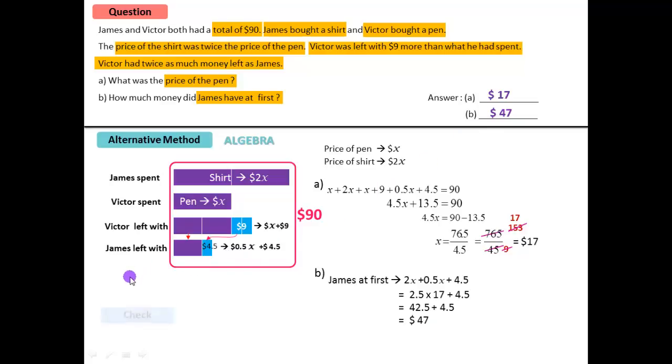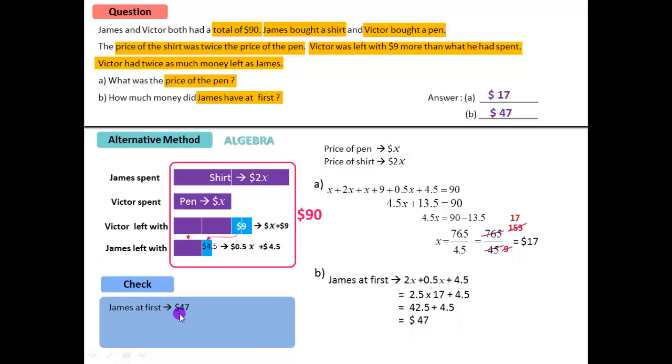Let's check this question. We know that James had $47 at first. Let's find the amount that Victor had at first. It would be the amount that he had spent plus the amount that he was left with, which is x plus x plus 9, which is 17 plus 17 plus 9, which gives us $43. The total amount would be the amount that James had at first plus the amount that Victor had at first. This gives us $90, which is already given in the question as the total. So our answer and working is correct.